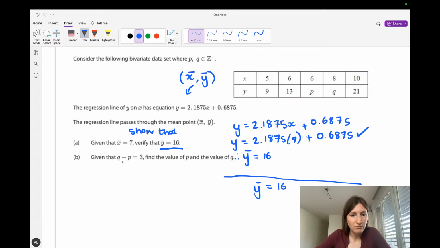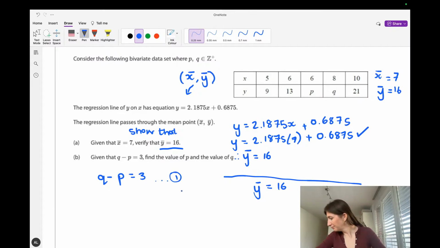Now, given that q minus p equals 3, find the value of p and the value of q. Okay, so where were p and q? P and q were here. Let's just write in what information I have. I know that, and I know that, because they haven't given us much in this question. I need to find p and q. P and q are relating to my y. So I have one relationship, q minus p equals 3. So that's one equation.